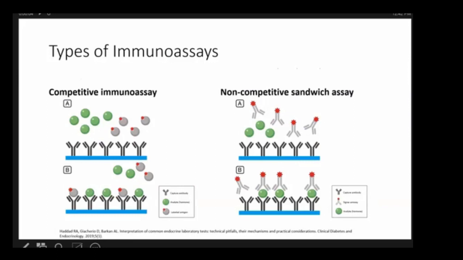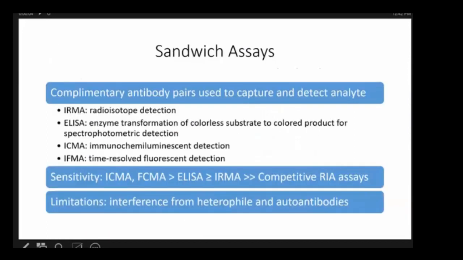So sandwich assays, there are several types. They all use the basic method that I just talked about, with complementary antibody pairs that capture and detect the analyte. There is radioisotope detection, which is the oldest form. ELISA, which we've all heard of, which is actually just measuring the amount of color change in the substrate, or immunochemical or fluorescent detection. As far as sensitivity, your ICMA and IFMA, so your chemiluminescent and fluorescent studies, are going to be your most sensitive. Those are your newer generation tests, followed by ELISA, then radioisotope. All forms of sandwich assays, however, are much more sensitive than the competitive assay that we talked about.